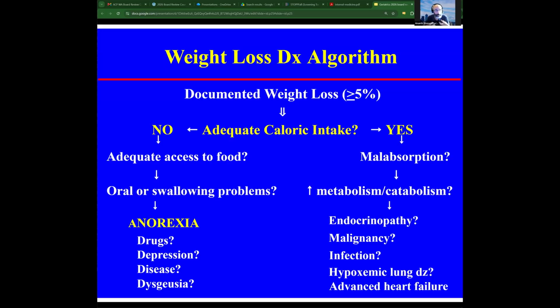Then we want to think about, if it isn't an issue of access to food, is it something about their GI system? Is it an issue with dentition and not being able to swallow? I can't tell you how often that happens with my patients. And if it isn't an issue with dysgeusia, dysphagia, or dentition, then could it be something in the anorexia spectrum due to drugs or depression, or again, things like systemic diseases?